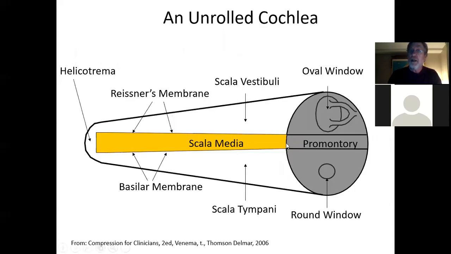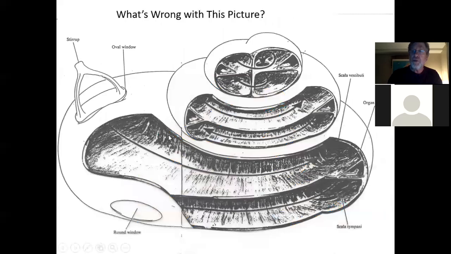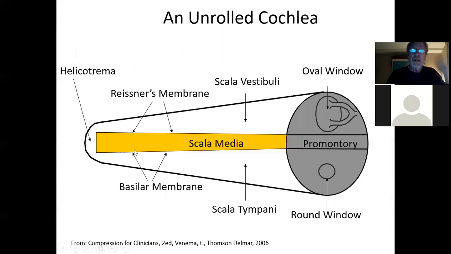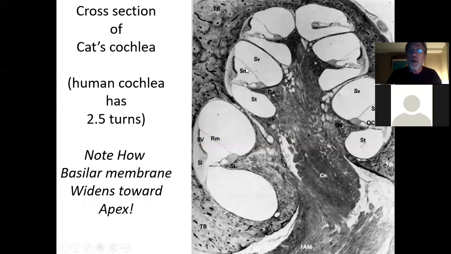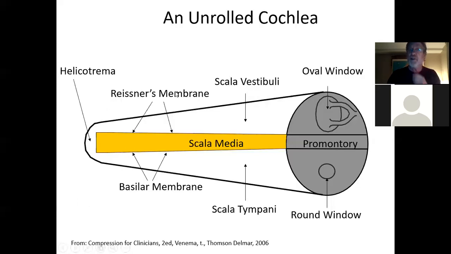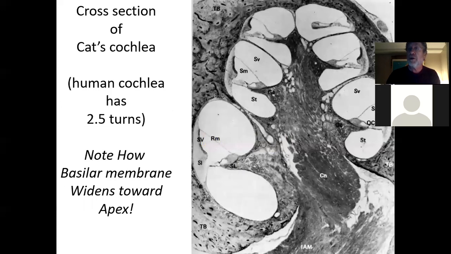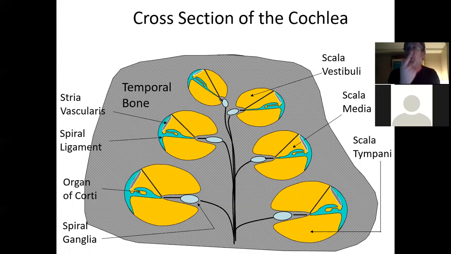Scala media, that's the triangular area. That's the scala media. That's the membranous labyrinth. Reissner's membrane, basilar membrane. All we're doing here is just making a schematic of an unrolled cochlea. Here, take a look at this. This is my picture of the rolled up cochlea.